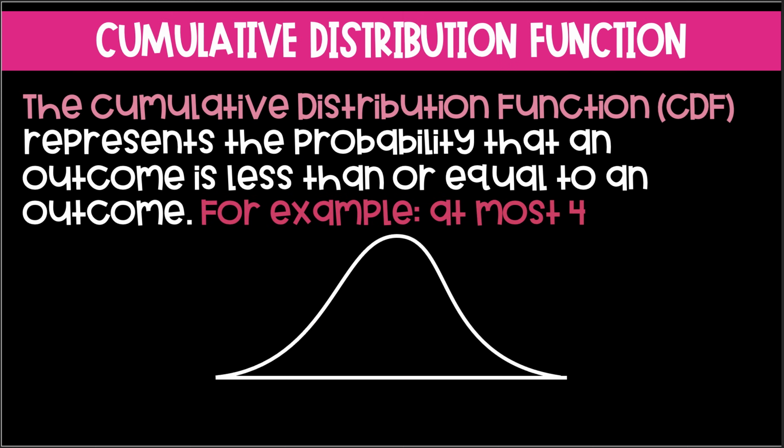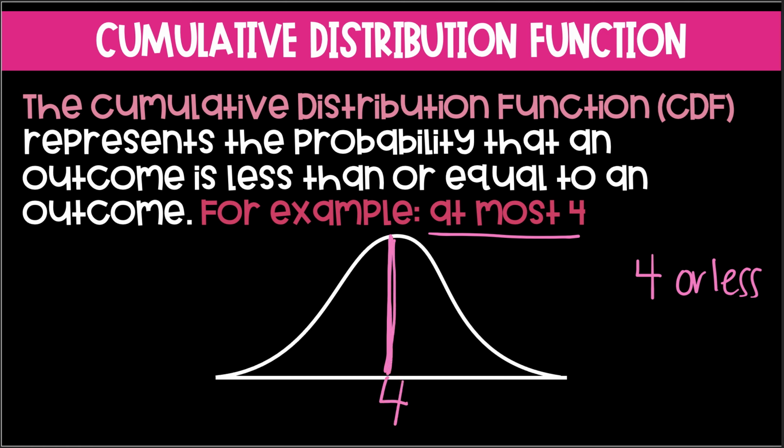If we're using the cumulative distribution function, that means we're computing the probability that an outcome is less than or equal to a value. For example, let's take the words "at most." At most 4 means 4 or less, or less than or equal to 4, which means including the 4 and everything before it, all of these values in my distribution. That's the difference between PDF and CDF.